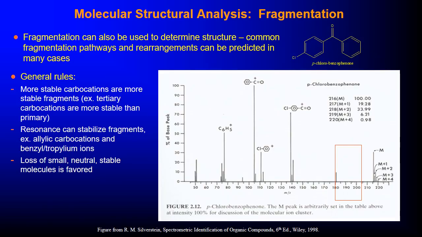Molecular structural analysis. Let us look at fragmentation. Fragmentation can also be used to determine structure. Common fragmentation pathways and rearrangements can be predicted in many cases. General rules: the most stable carbocations give the most stable fragments. Resonance can stabilize fragments. Loss of small, neutral, stable molecules is favored.